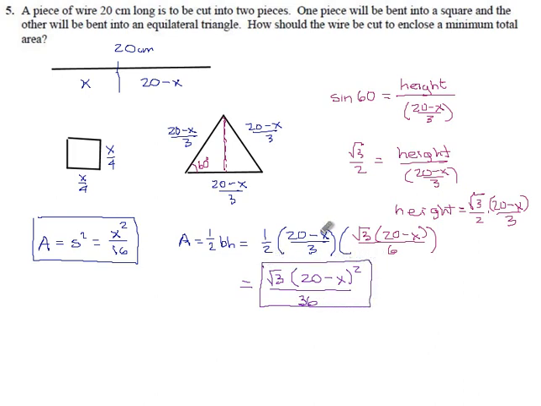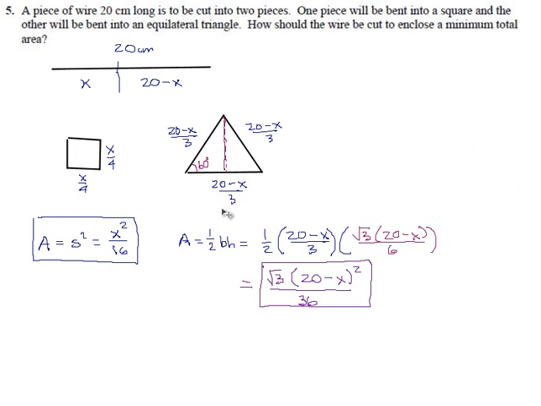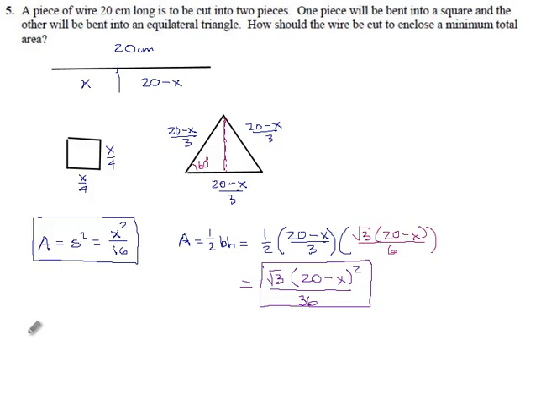And those two areas together are the thing that we must minimize. All right, so let's clear some space and get this area put together, and then we'll see if it's something we can differentiate. The total area of the square and the triangle combined is just those two things added together: x squared by 16 plus root 3 over 36 times 20 minus x, all squared.